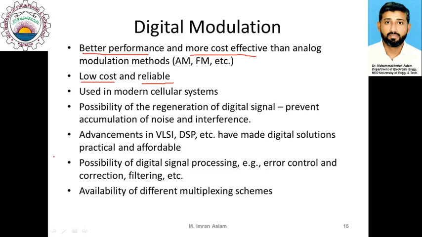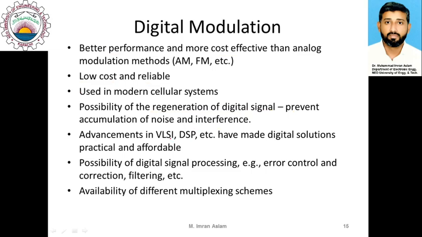These digital modulation schemes are now commonly used in modern cellular systems. One of the biggest advantages that we get in digital schemes is that we have possibility of regenerating the digital signals. So we can use regenerative repeaters to recover the original information at periodic intervals. So these regenerative repeaters prevent the accumulation of noise and interference during digital transmission. So this is one of the biggest advantages that we get from the digital modulation.